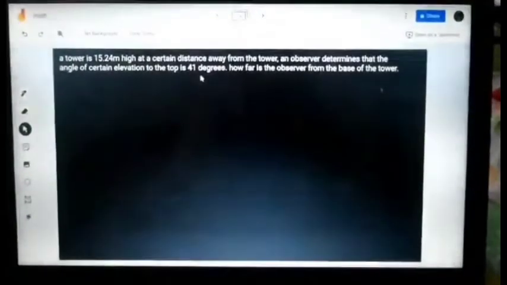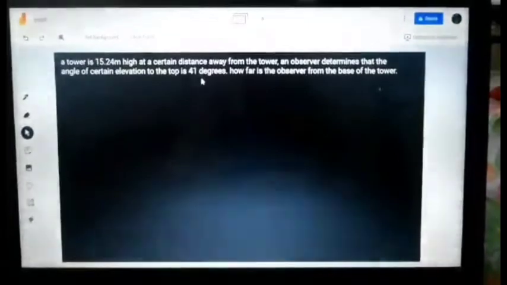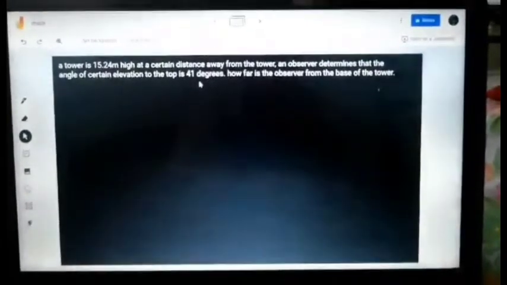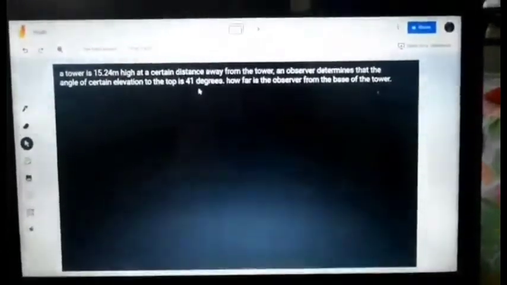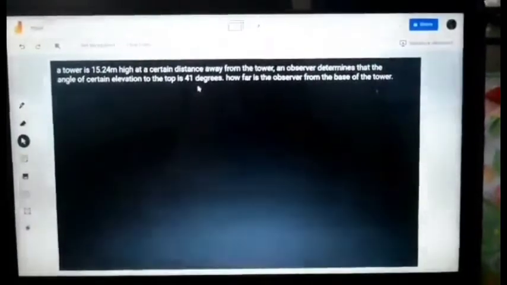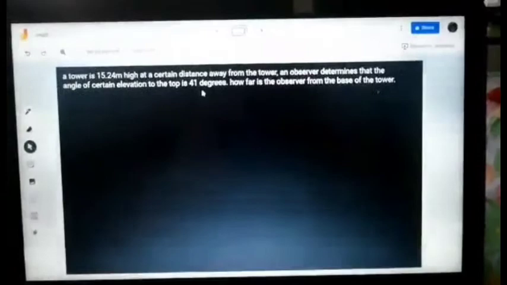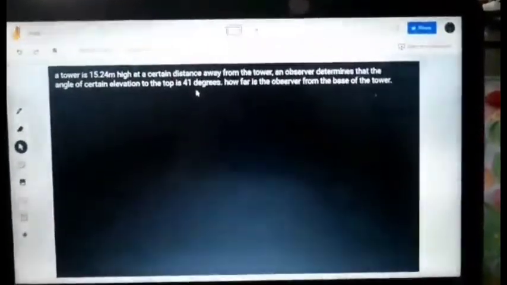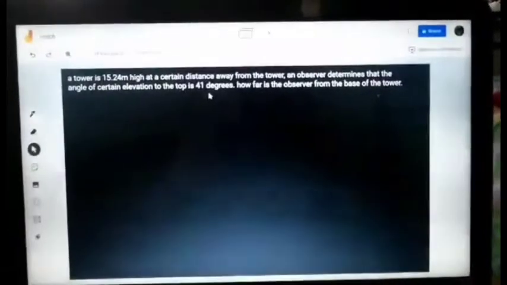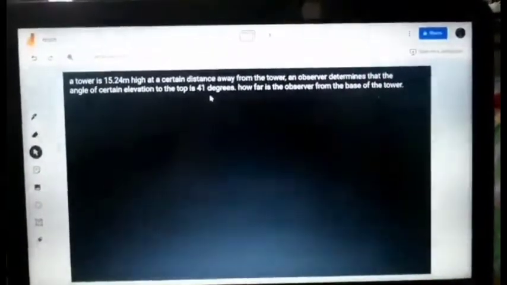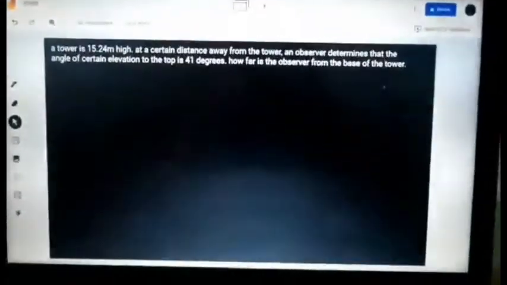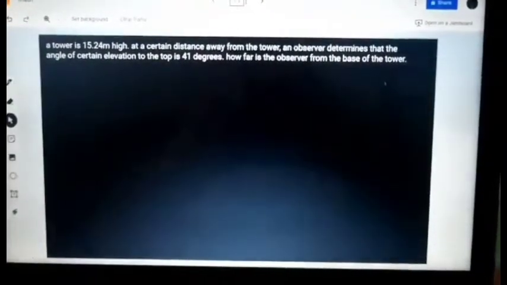The first question is, a tower is 15.24 meters high. At a certain distance away from the tower, an observer determines that the angle of elevation to the top is 41 degrees. How far is the observer from the base of the tower? Now, how do we solve this problem?